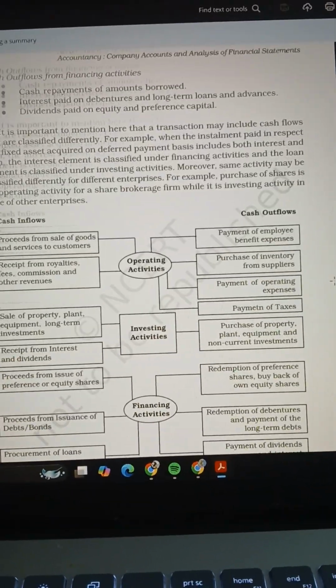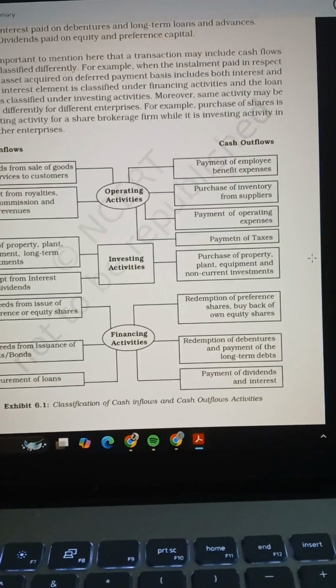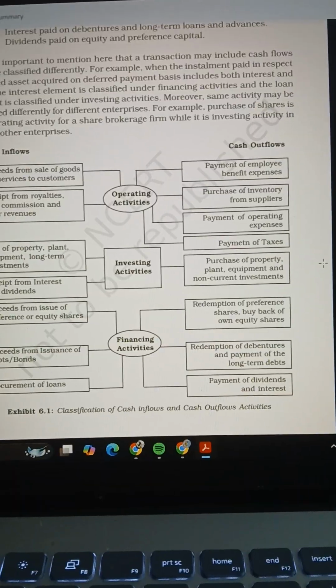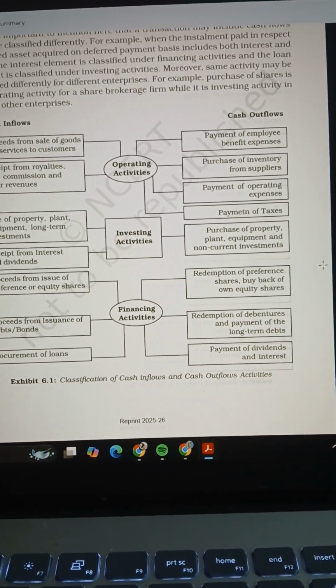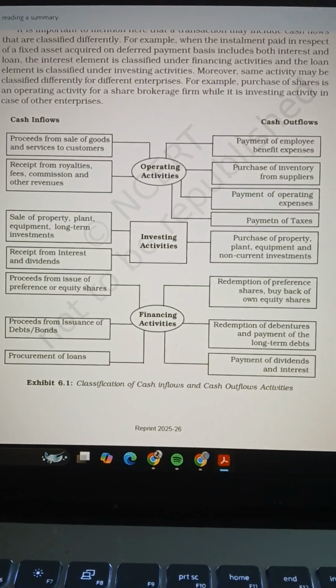Then the items coming under the cash inflows and outflows under the operating, investing and financing activities are given in the form of a flow chart.